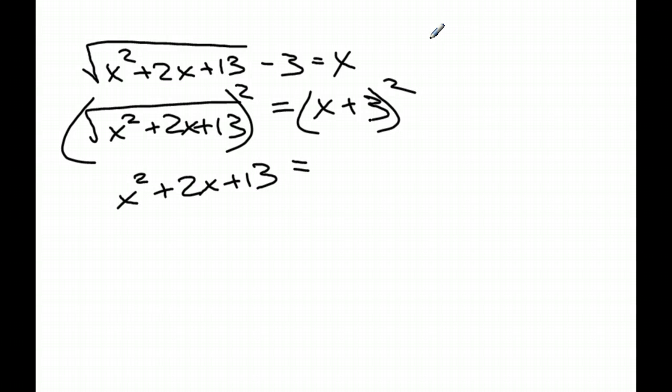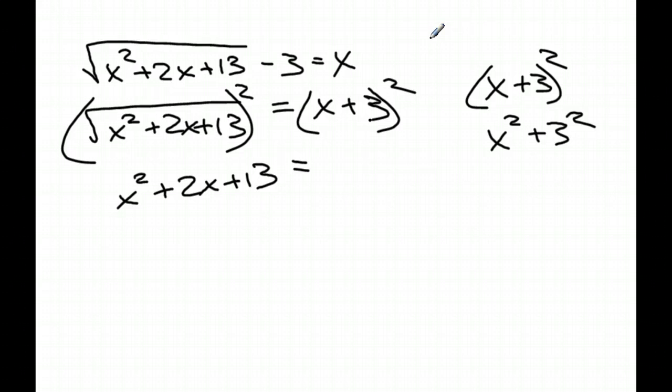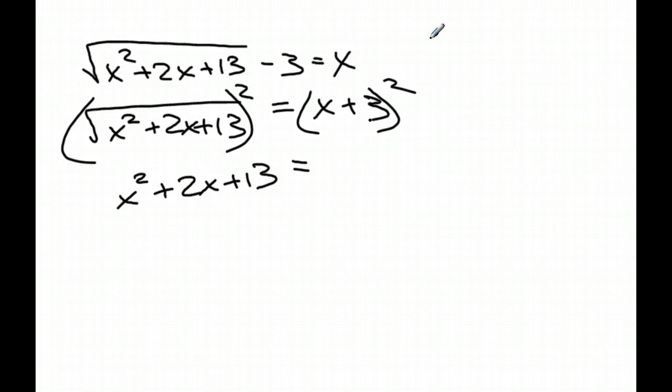Okay, when you square x plus 3, very, very important here, boys and girls, x plus 3 squared is not x squared plus 3 squared. You have to square both sides, the entirety, every bit of it. So when I square both sides like that, I get x squared plus 6x, excuse me.